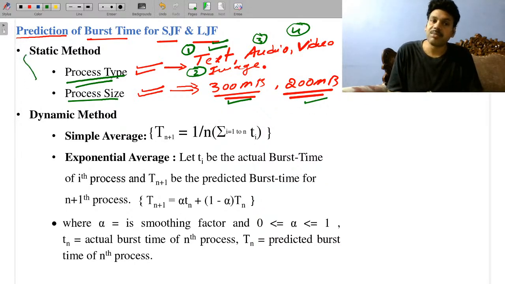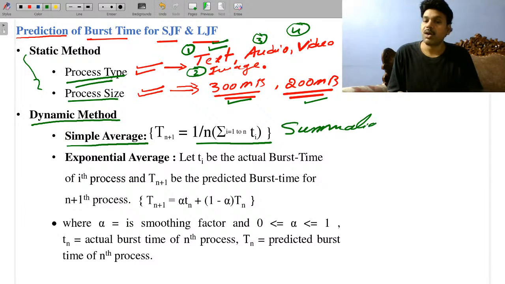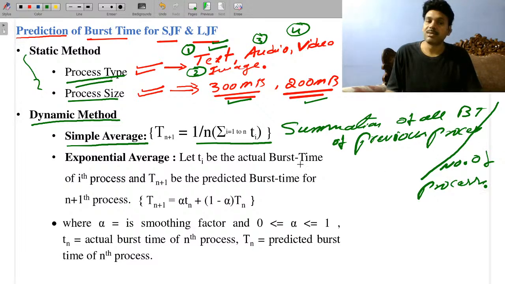But instead of the static method, we can also go for the dynamic method. Dynamic method is nothing but the simple average technique. The burst time of the next process is the summation of all burst times of previous processes divided by the number of processes. It's very simple. So you will get one on an average. That one also you can calculate. That's called a simple average.